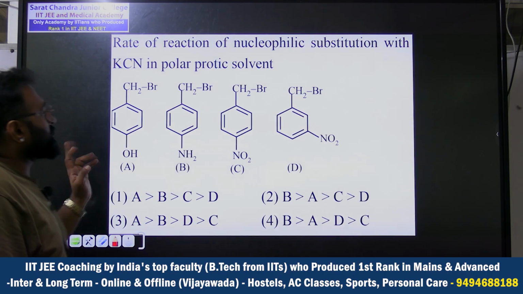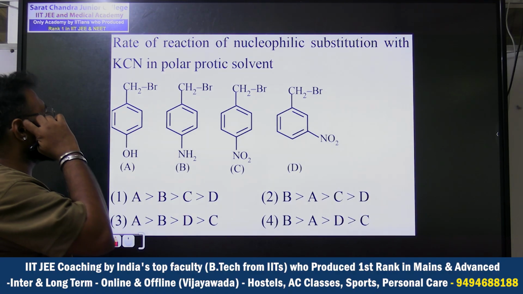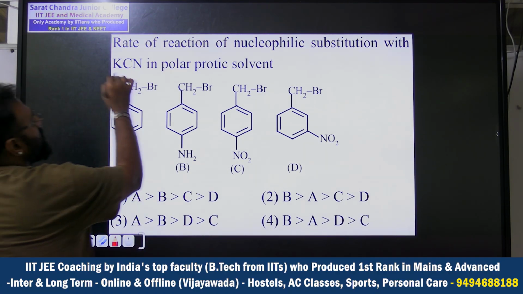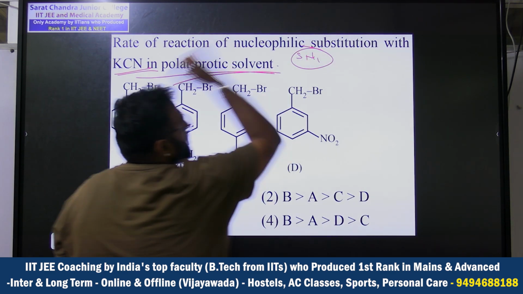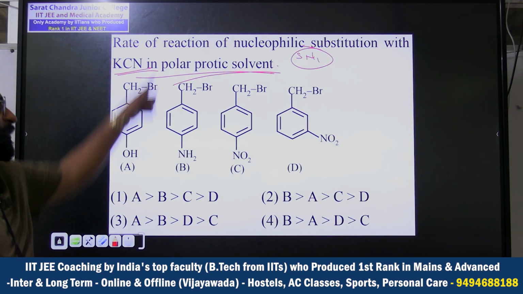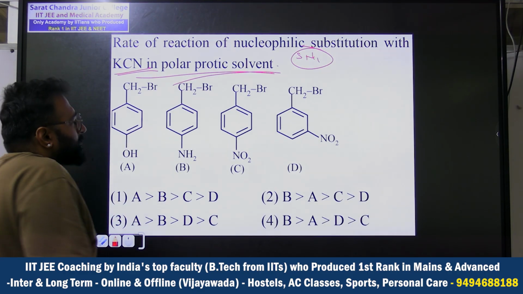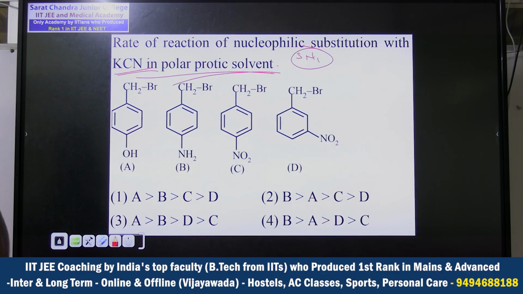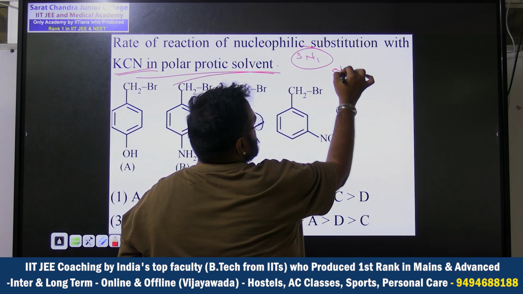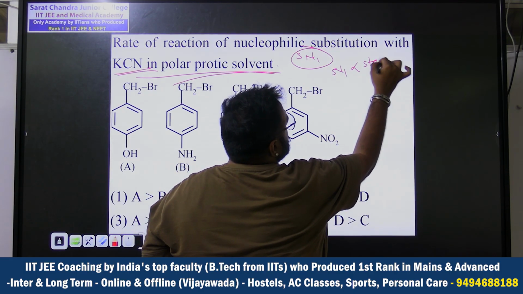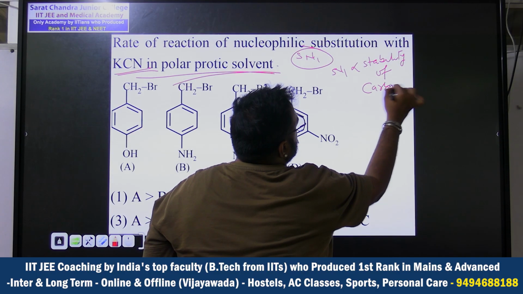Okay. Moving to the next question. The rate of reaction for nucleophilic substitution with KCN in polar protic medium. KCN in polar protic medium means SN1. So which will support SN1? If we see for SN1, the rate is directly proportional to stability of carbocation.